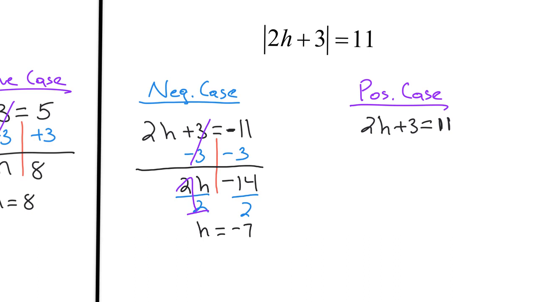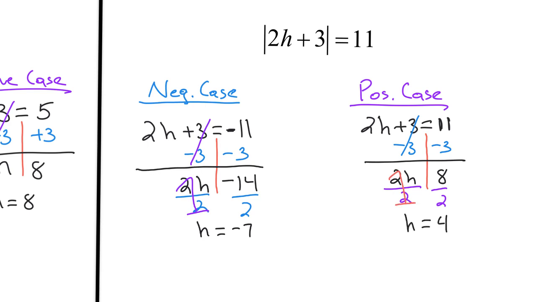And my second solution, let's go to the positive case. I do the line under the equal sign. I subtract 3 from both sides. I cancel the 3's. I bring down the 2h, and that's going to be +8 on the right side, 11 minus 3 is 8. And then I divide by 2 over here. So h equals +4. So my solution set, remember you always want to start with the lowest number.